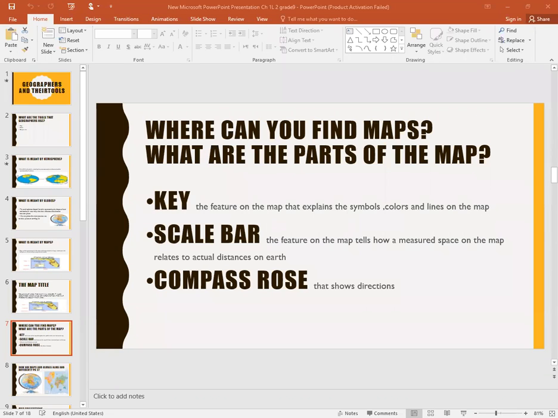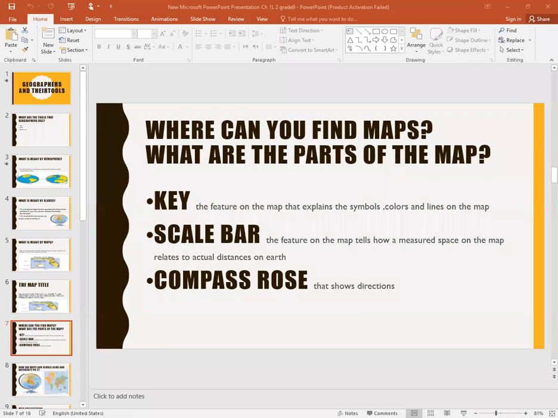Of course, the key will identify the features of a map. It explains the symbols, the colors, the lines of the map. We need the key in order to identify what the colors represent, what the symbols represent, and also what the lines on the map represent.